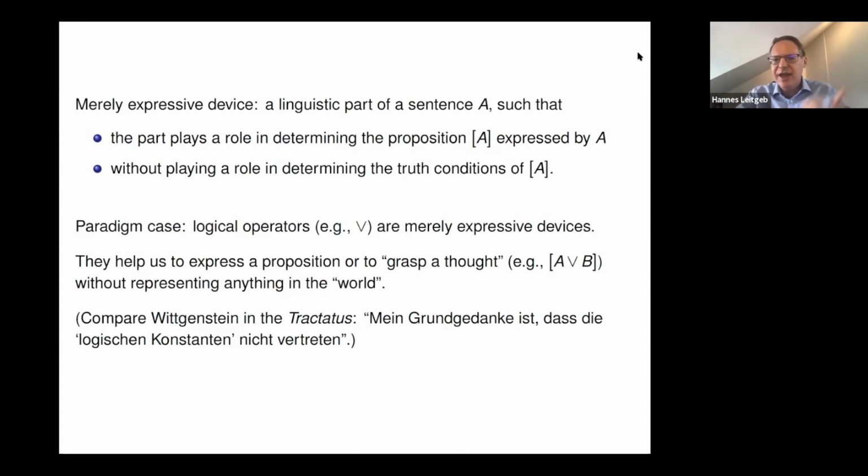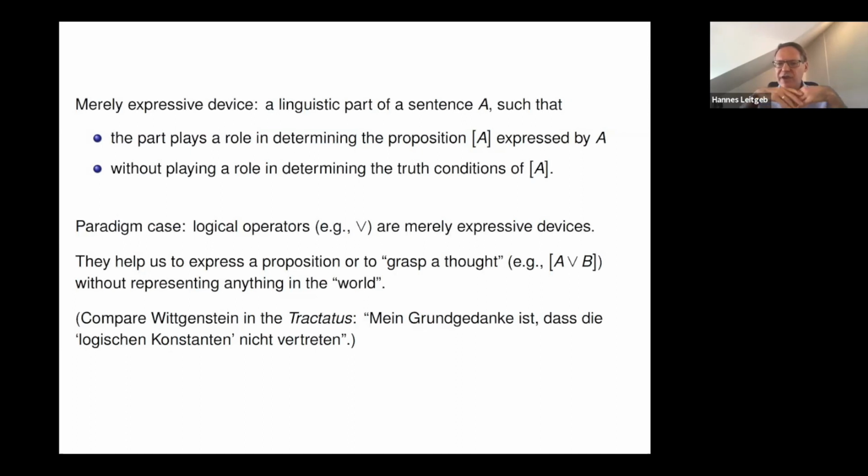The quick shot at merely expressive devices is to refer to logical operators. Okay, so take a disjunction symbol. I want to claim, and later I'm going to back that up in the course of the talk, that something like the disjunction symbol is a merely expressive device. Okay, so we use disjunction. That's something linguistic, something symbolic in language, natural language or formal languages. And these logical operators like disjunction, they help us to express a proposition or to grasp a thought.